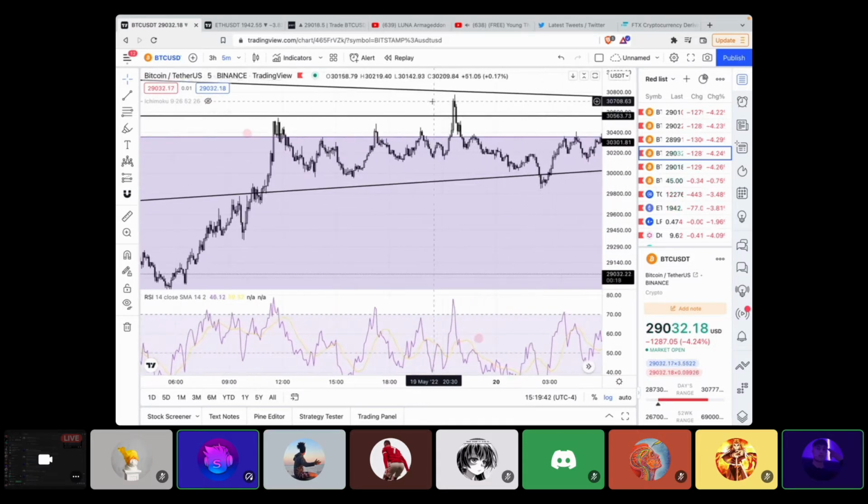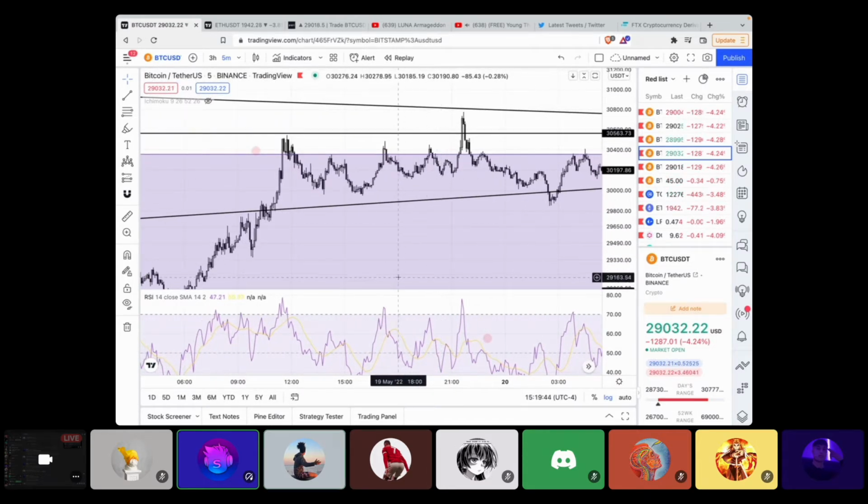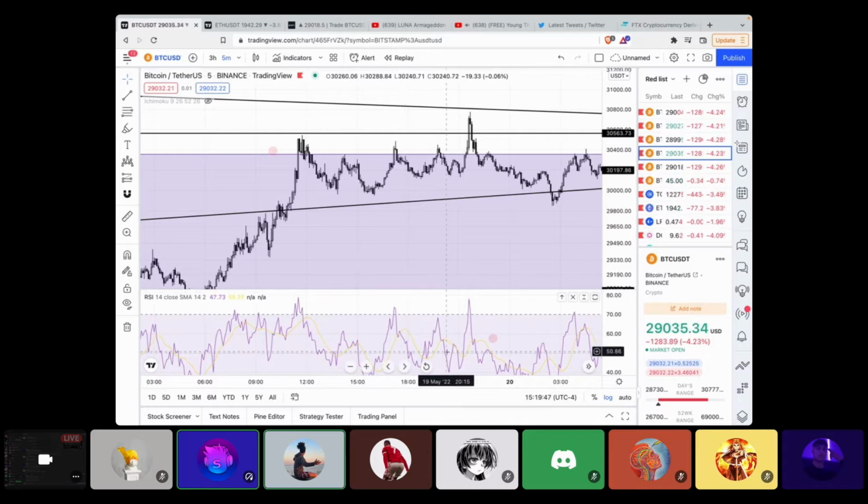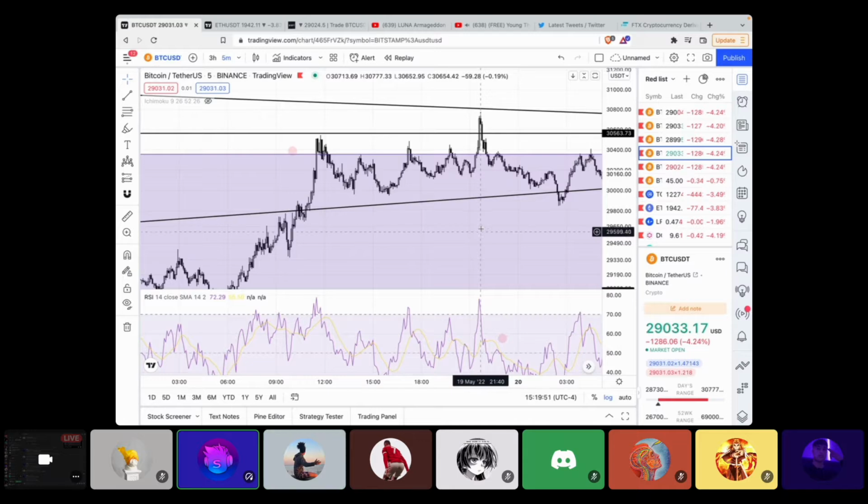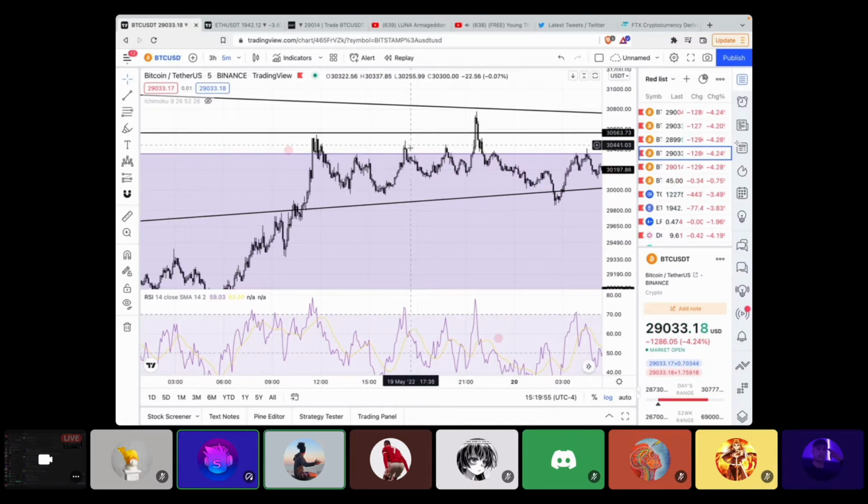How are you viewing your volume? Really, divergences are my volume indicators. And I'm going to go to Discord. I'll show you another little key that I look for.